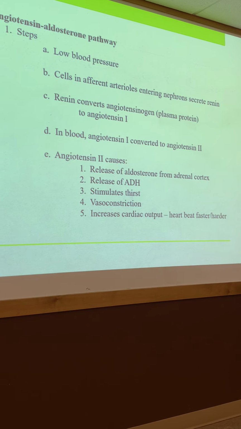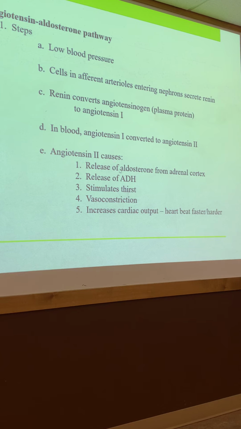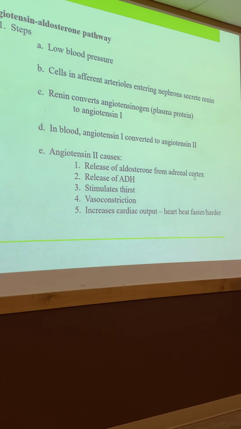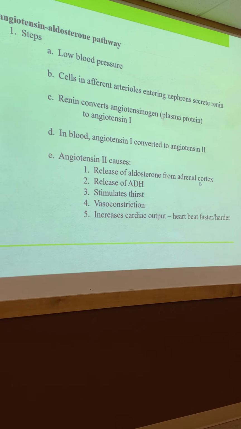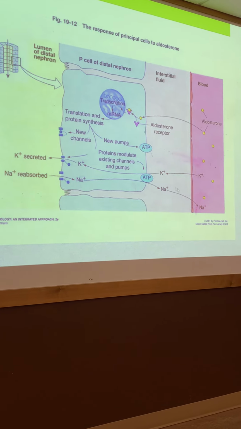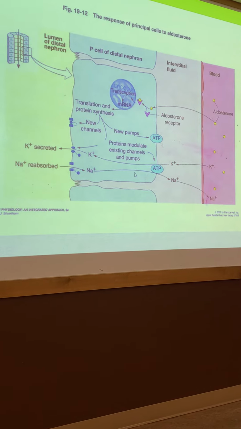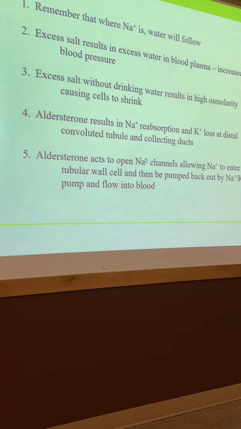Angiotensin 2 is the molecule that does work. It's the active component. And what does it do? Angiotensin 2 causes the release of aldosterone from the adrenal cortex. Causes aldosterone to be released. What do we say aldosterone does? Reabsorbs sodium, and what follows? What's that going to do to your blood pressure? Raise it.